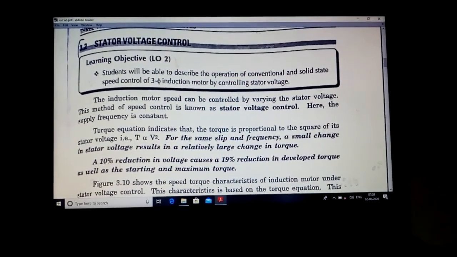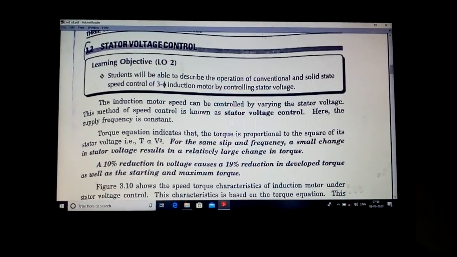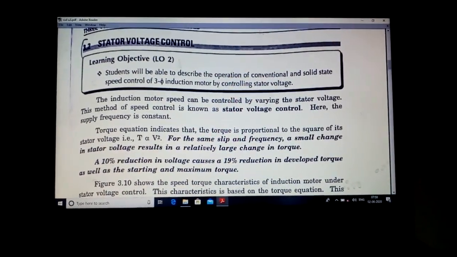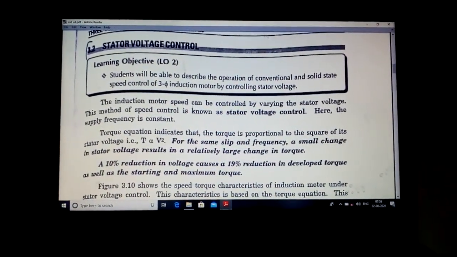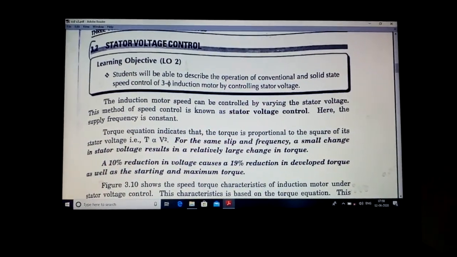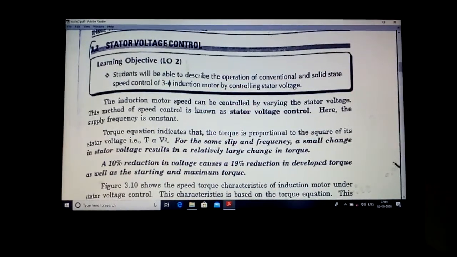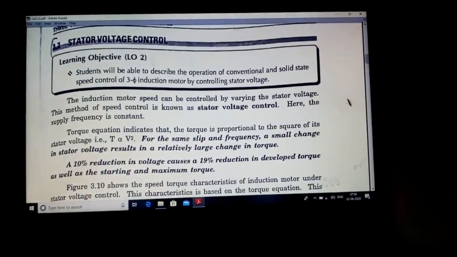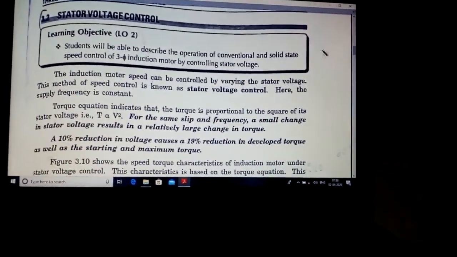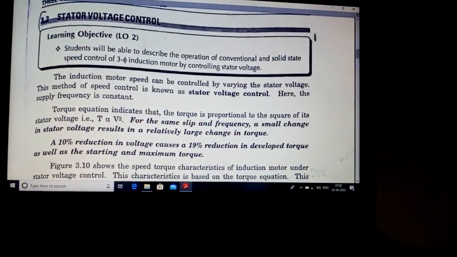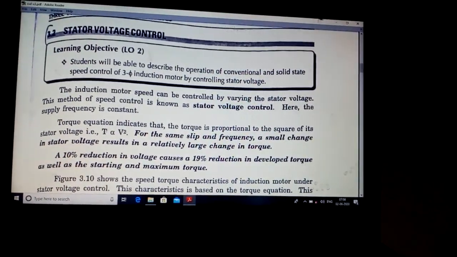Torque is directly proportional to V square. So by varying the supply voltage, the speed of the motor can vary. By this concept, we are going to control the induction motor drive by using stator voltage controller, using T is directly proportional to V square.